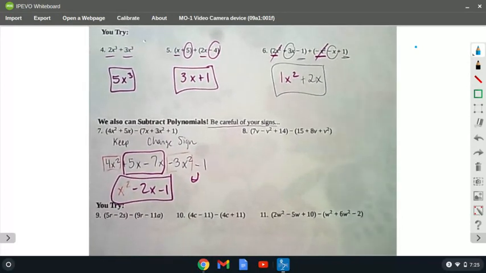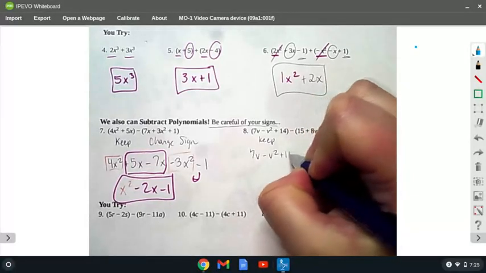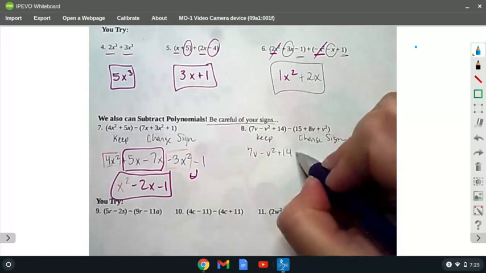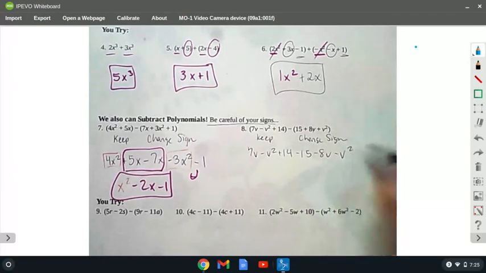Okay, and the next problem. I'm going to keep this first one, so I'm just going to rewrite it. And then I'm changing the sign of everything in my second parenthesis. So -15, -8v, -v squared.